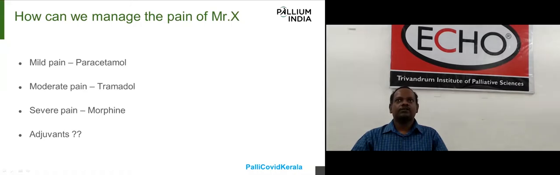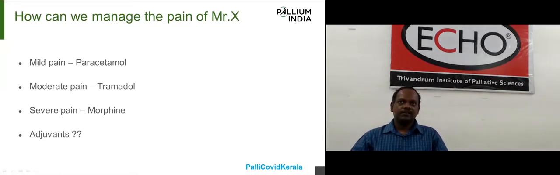So let's come back to our patient who was COVID positive and has carcinoma of the lung with rib metastasis, who is complaining of pain in the chest. If his pain is mild, we can use paracetamol as per the WHO analgesic ladder. If it is moderate pain, the second step of the ladder can be used and tramadol can be used. If it is severe, the third step of the WHO analgesic ladder has to be used and morphine is the drug of choice. And what is the role of adjuvants here?